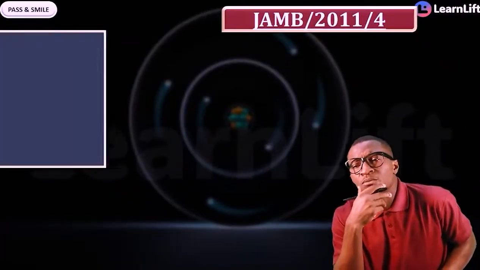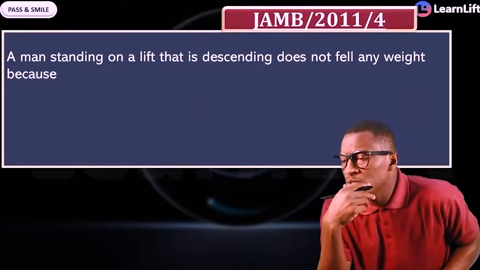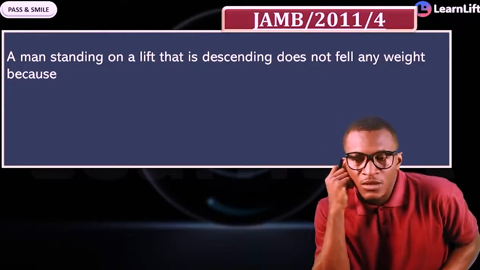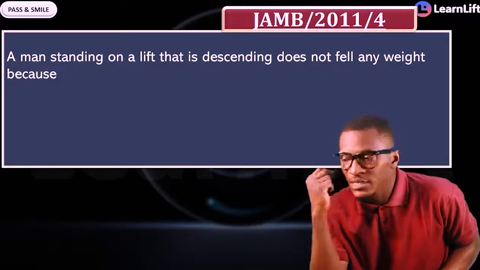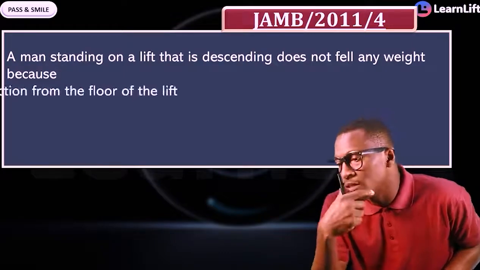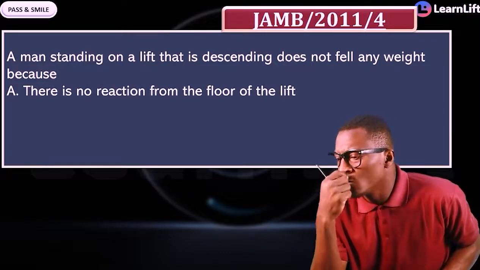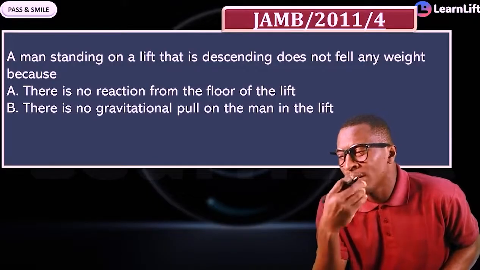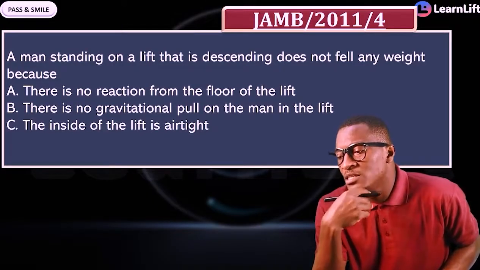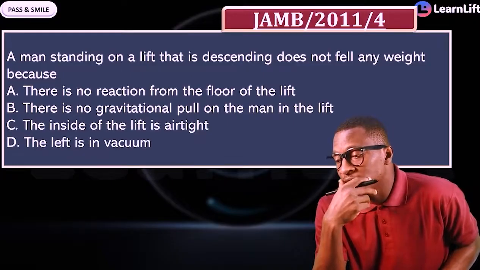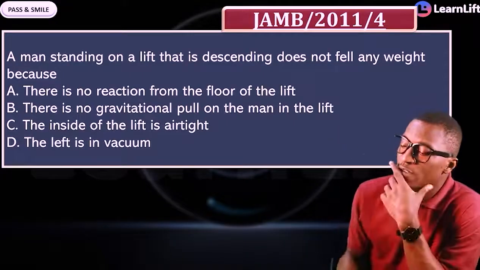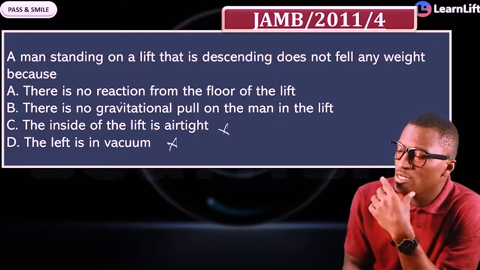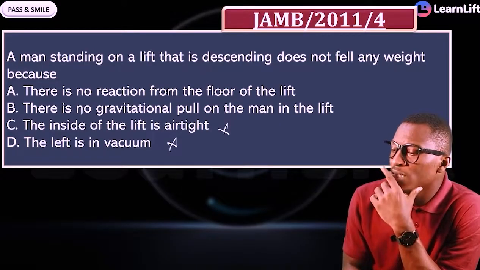Let's see the next question, JAMB 2011 question 4. The question says a man standing on a lift that is descending does not feel any weight. If the man does not feel any weight, that's weightlessness, right? And they said the lift is descending. Option A says there is no reaction from the floor of the lift. B says there is no gravitational pull on the man in the lift. C says the inside of the lift is airtight, and D says the lift is a vacuum. Well, it cannot be the vacuum. It can be option A.